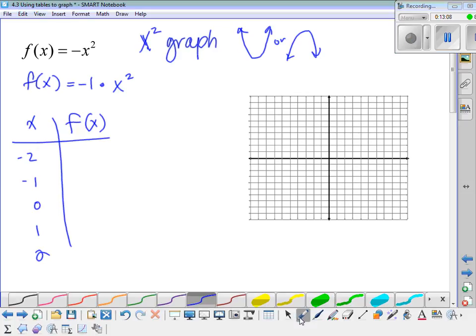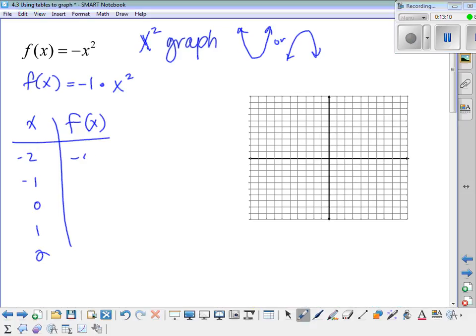Okay, so what you get is you end up with negative 4, negative 1, 0, negative 1, negative 4. Okay, and when you graph it, you should have an upside down U. We'll finish this off tomorrow. Thank you.